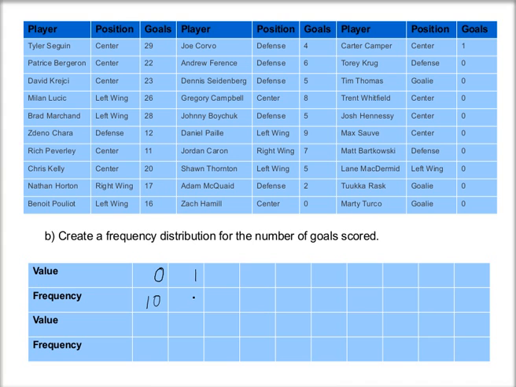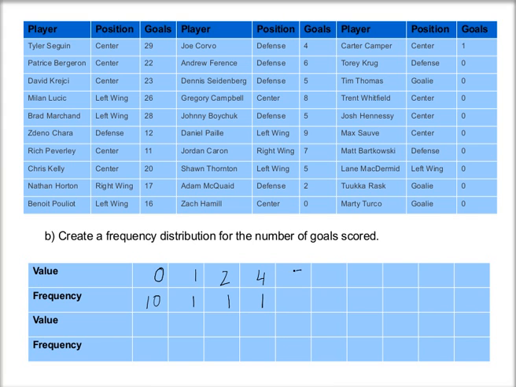I see a 1 is my next highest value here. And I only see one 1, so its frequency is 1. I see a 2 for my next value. And again, I only see one 2, so that frequency is going to be 1. I don't see any 3s. I do see a 4, so my next value is 4. I only see one 4, so its frequency is also 1.